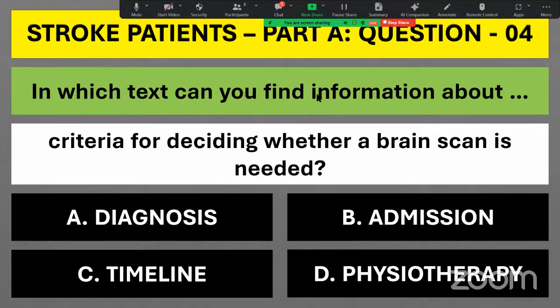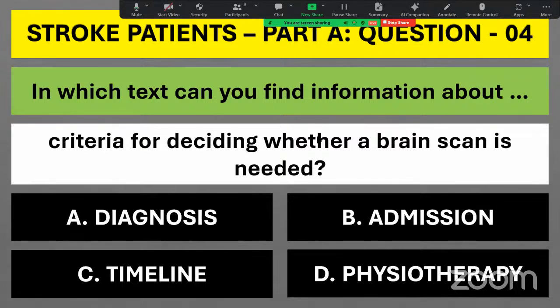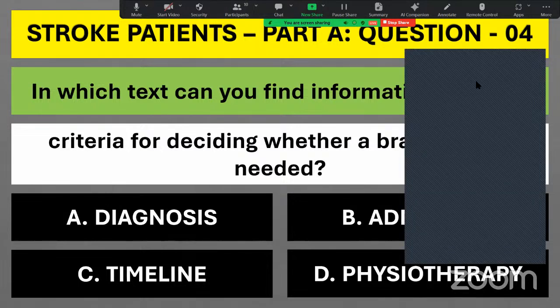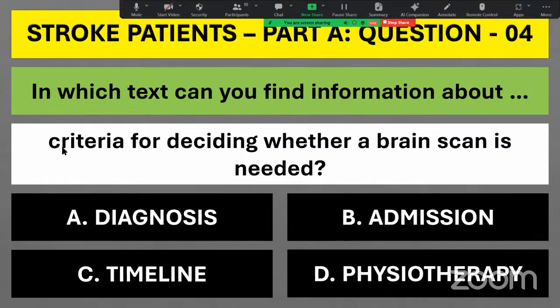So question number 4. Criteria for deciding whether a brain scan is needed. So when do you? Most of them, 10 members are there now, said B and one said A. Jenna said A, all the others said B. Right. So when do you decide whether a brain scan is needed or not?